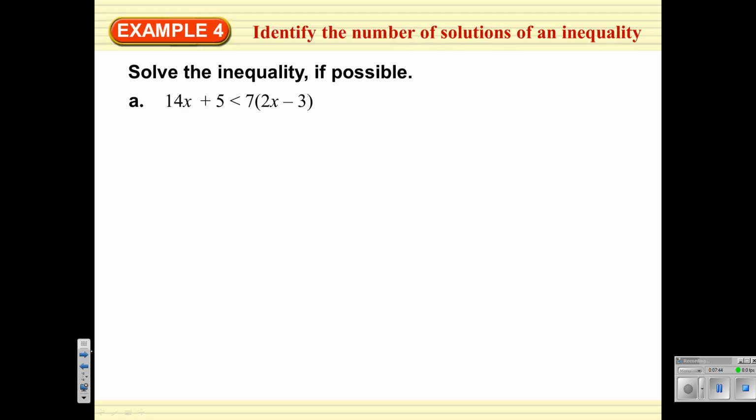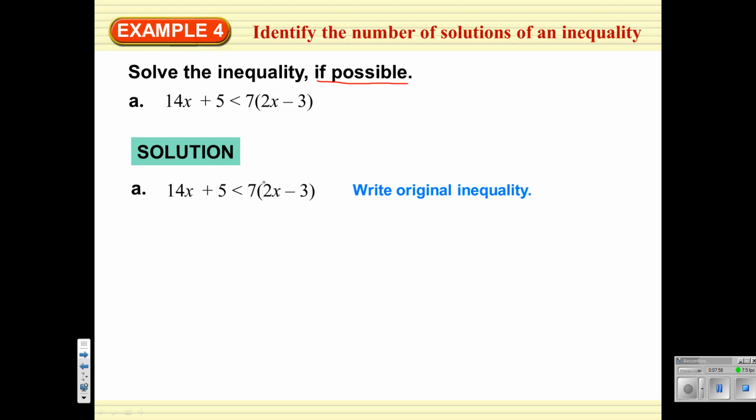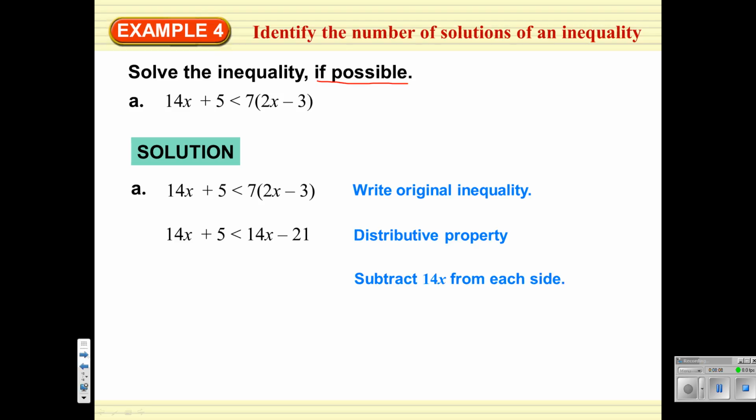Okay, example 4, solve the inequality if possible. Just like equations where we had no solution or all real numbers, or identity. So here we go, write original inequality. We're going to distribute the 7 into the parentheses. 14x plus 5 is less than 14x minus 21. We're going to subtract 14x from both sides.